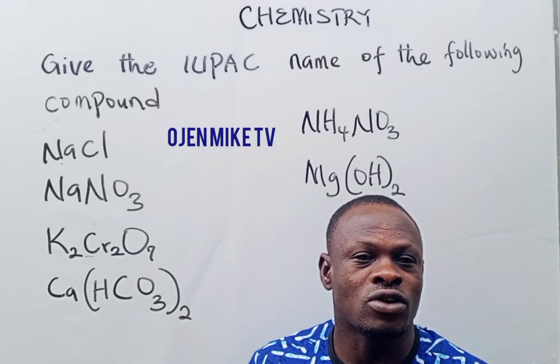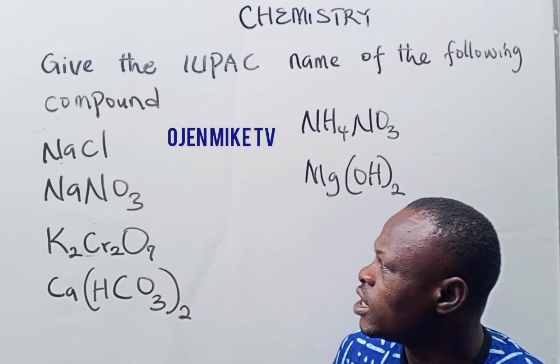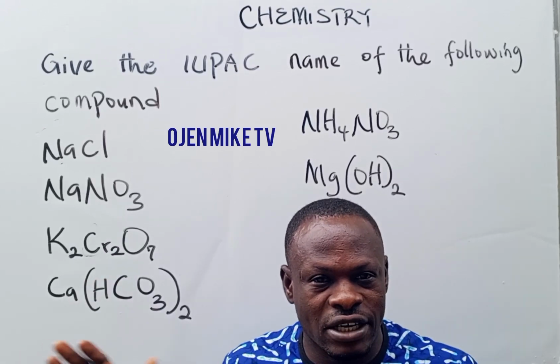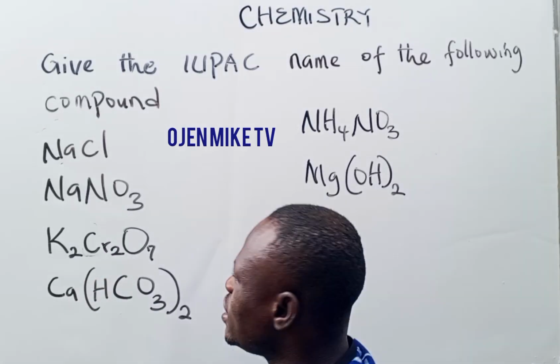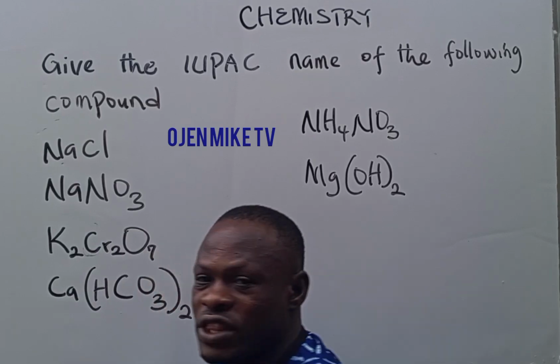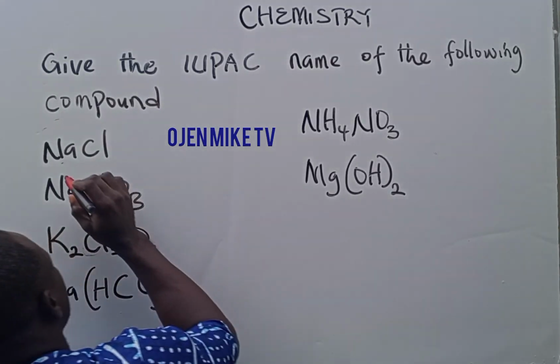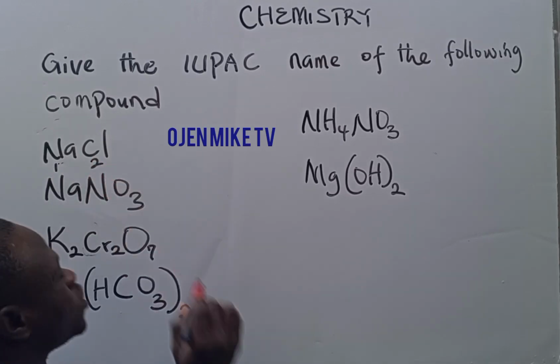I want to teach you the simplest way you can name a compound. Now, this is a compound. A compound is when two or more elements are chemically joined together. In the case of this one, if there are two elements joined together, you call this one first. You call this one first and summarize with this one.